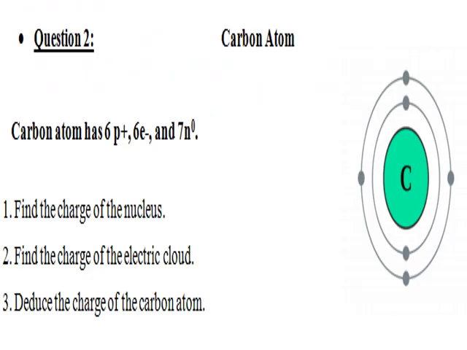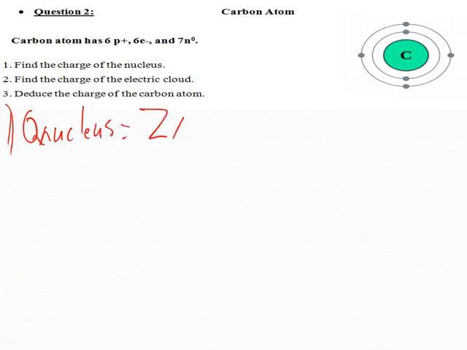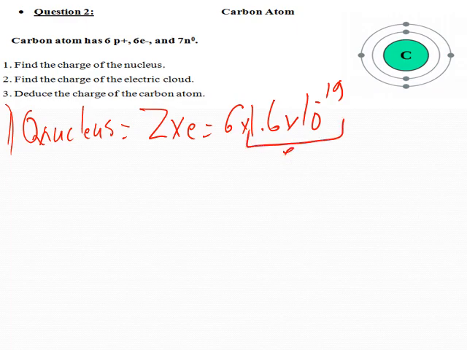Moving to the second exercise, which is related to the carbon atom. The carbon atom has 6 protons, 6 electrons, and 7 neutrons. Find the charge of the nucleus. Part 1: Q of the nucleus is equal to plus Z times E, because the nucleus is positively charged. So it's 6 times 1.6 times 10 to the power minus 19, which gives 9.6 times 10 to the power minus 19 coulombs.